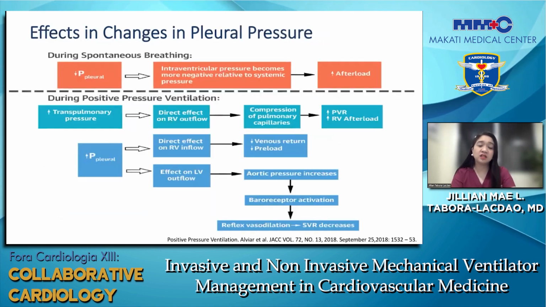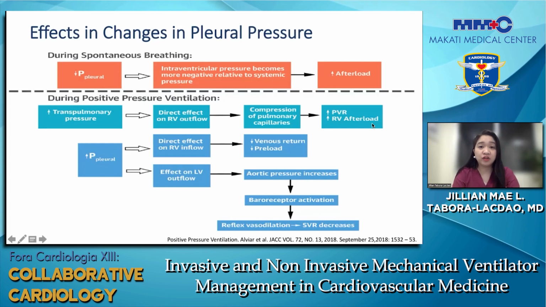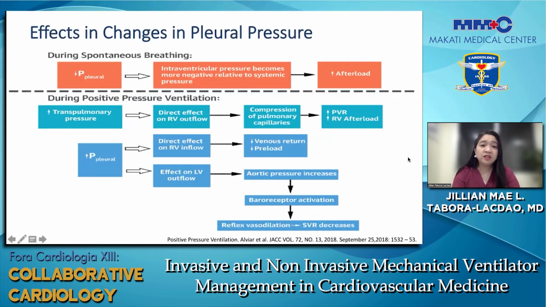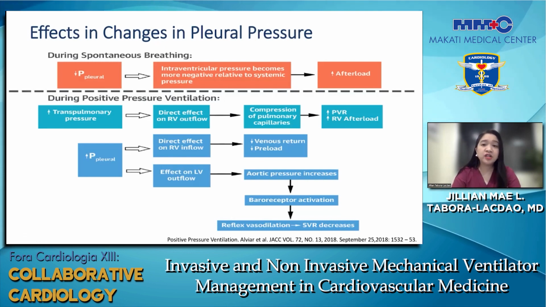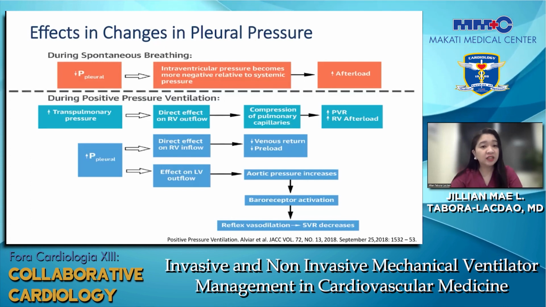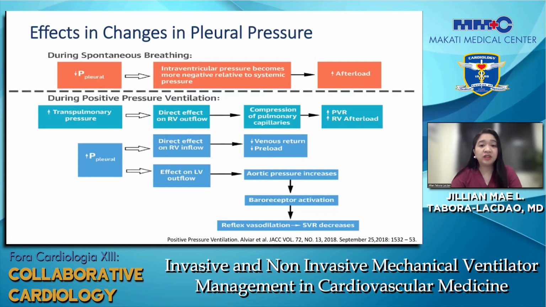So what happens in pleural pressure? During spontaneous breathing, there is a negative or decreased pleural pressure, and the intraventricular pressure becomes more negative relative to the systemic pressure. Therefore, this increases the afterload. During positive pressure ventilation, there is an increase in transpulmonary pressure, a direct effect on the RV outflow, which again compresses the pulmonary arteries and increases the PVR and the RV afterload. In terms of the pleural pressure, it increases, which has a direct effect on the RV inflow and a direct effect on the LV outflow.